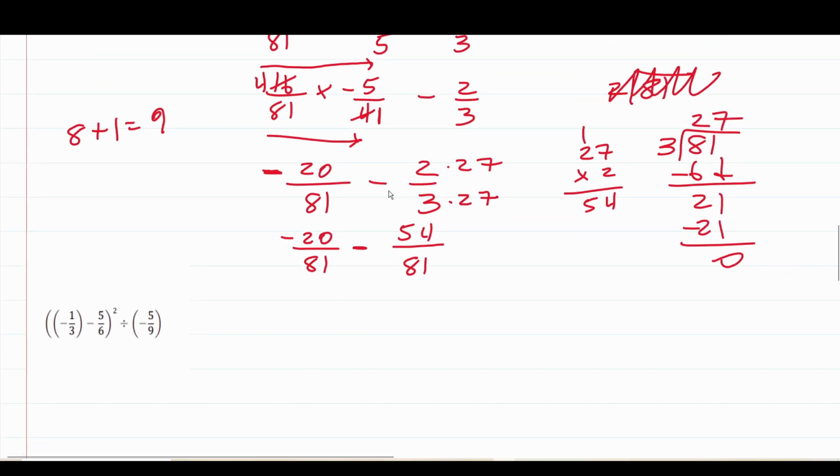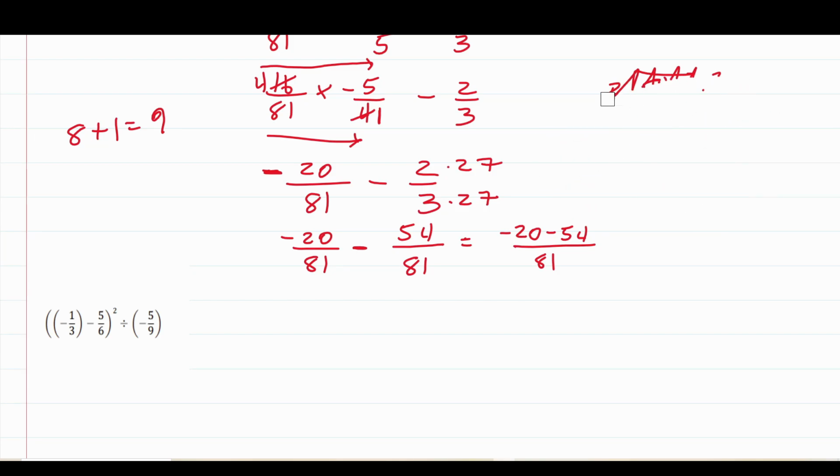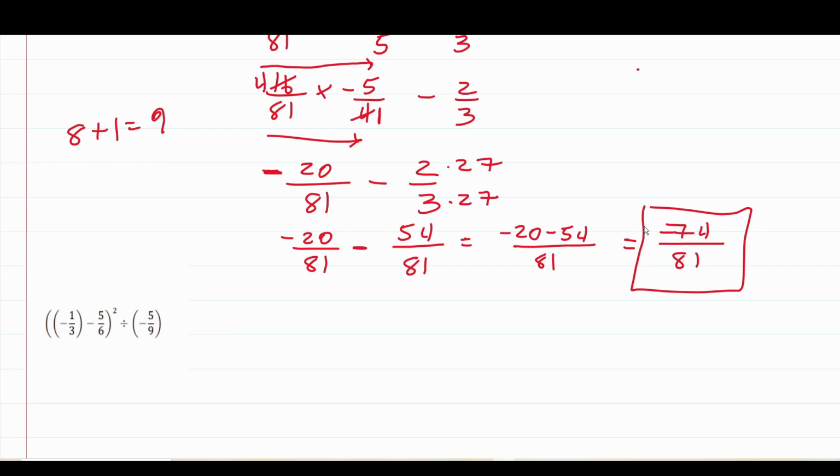All right, let's keep working this out. This becomes this, negative 20 minus 54 over 81. And let me erase this very quickly here. Negative 20 minus 54, that's the same as negative 54 plus negative 20. So that's 54, 64, 74, negative 74 over 81. All right, and I don't believe we can simplify that. So the answer to this one is negative 74 over 81.